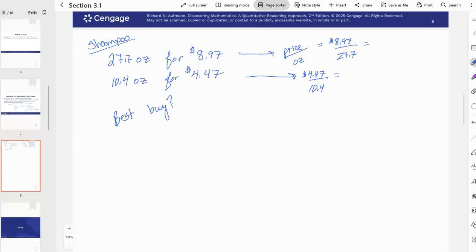So 8.97 divided by 27.7 is going to be 32 cents per ounce. And if I take 4.47 divided by 10.4, and I'm rounding to two decimal places since we're talking about money, that's 43 cents per ounce. So the better deal is going to be the 27.7 ounce. So I'm paying less per ounce for each of those ounces.